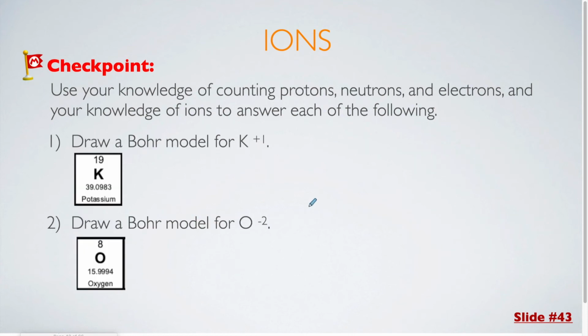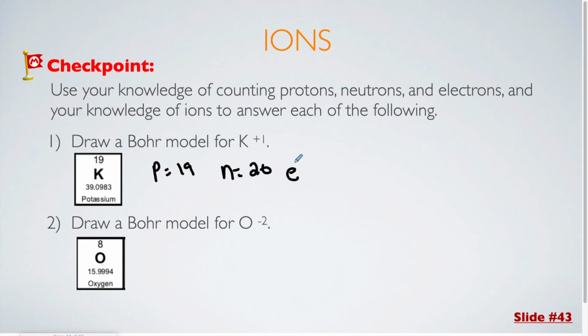All right, for our final checkpoint question, we are going to be drawing Bohr models for these ions. So we're going to be putting together all the skills that we have accumulated thus far. The first thing we need to do is determine the number of protons, neutrons, electrons so that we can map that out. Protons are going to be 19 because that's the atomic number. Neutrons. We have a total mass of 39 minus 19 protons. The remainder would be 20. So that's my number of neutrons.